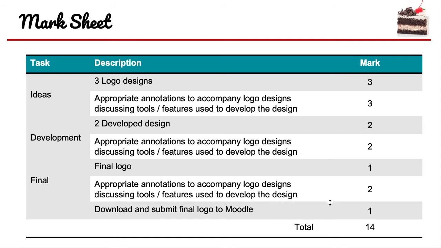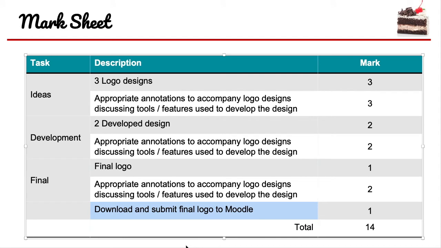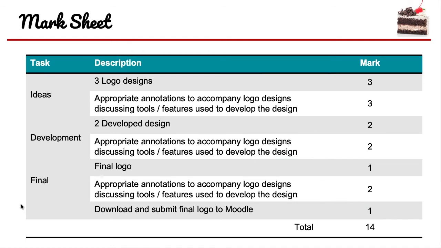So before we start, this is the criteria that you're going to be marked on. This project's going to be up to 14 marks so far, and we're going to be looking at you developing 3 different logo designs and annotating them, then developing 2 further ones, and then a final download, which is going to be at the bottom there, just for you to give me your final logo in as well.